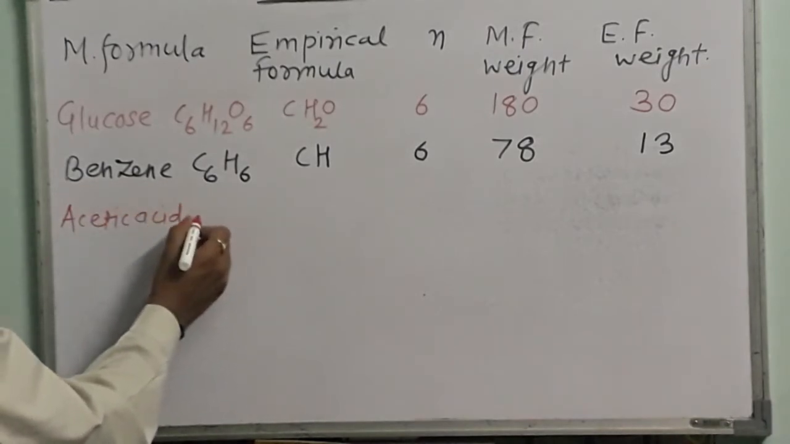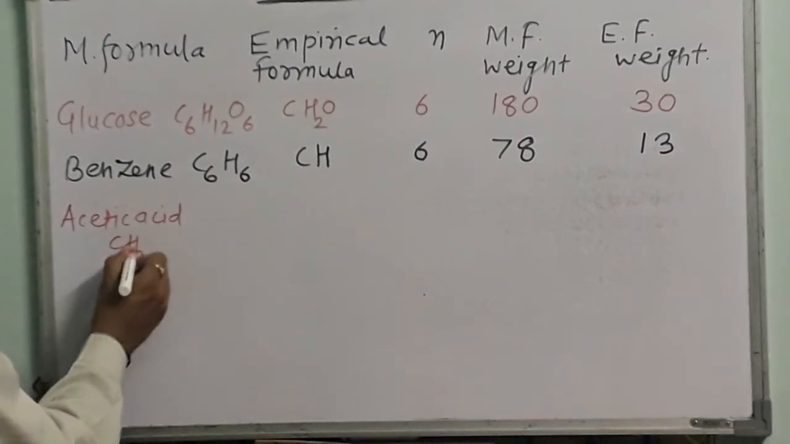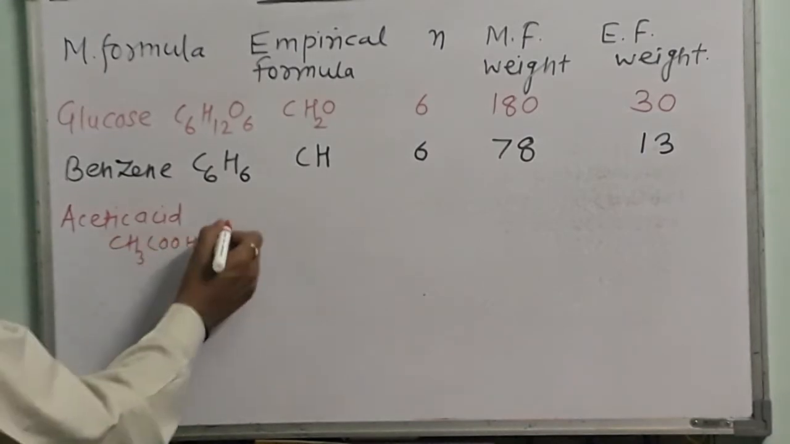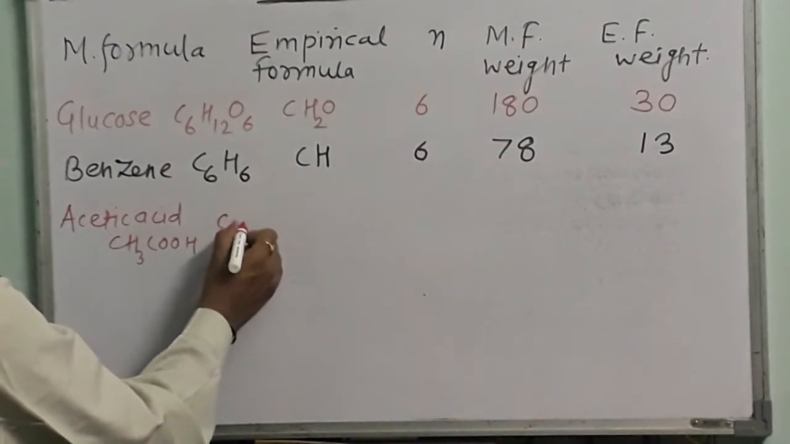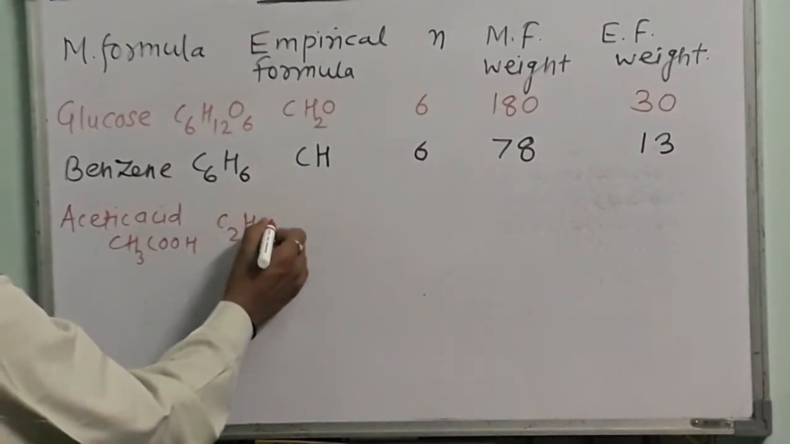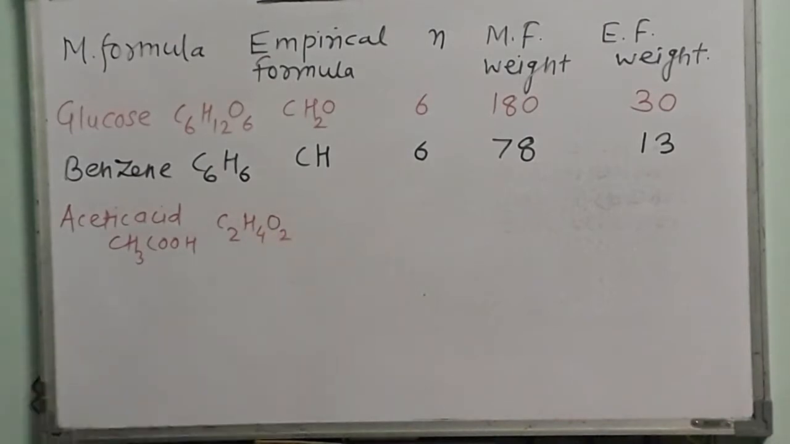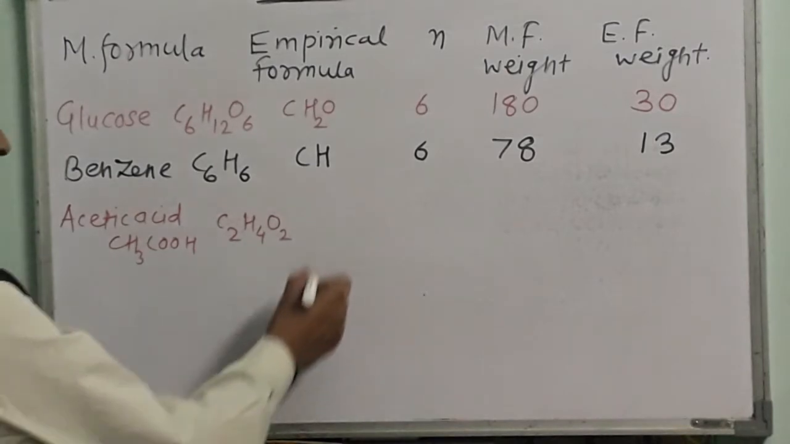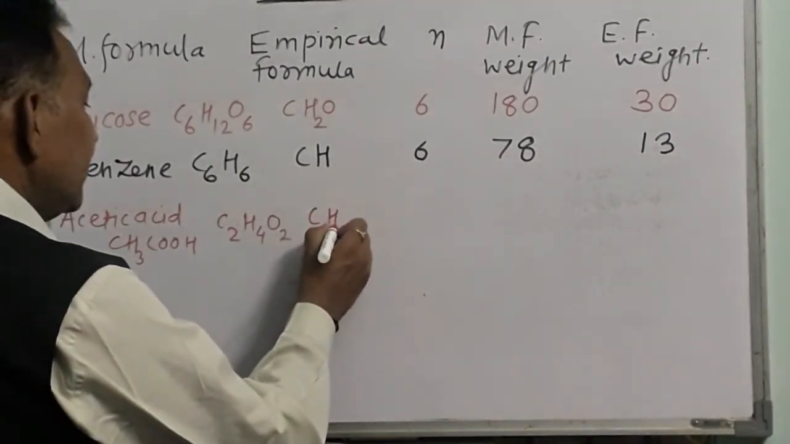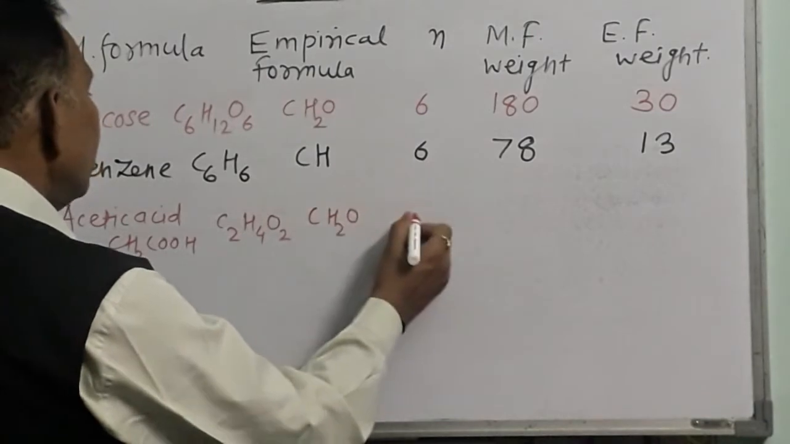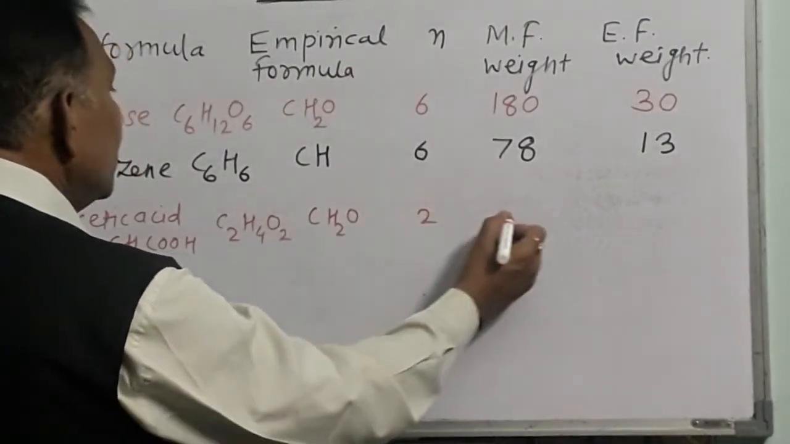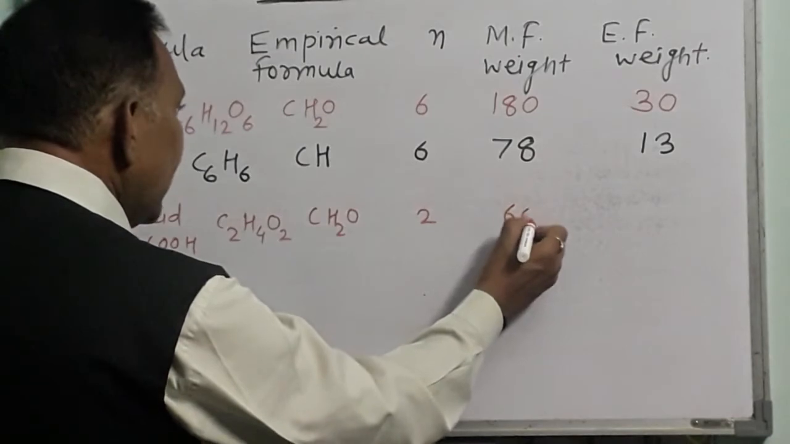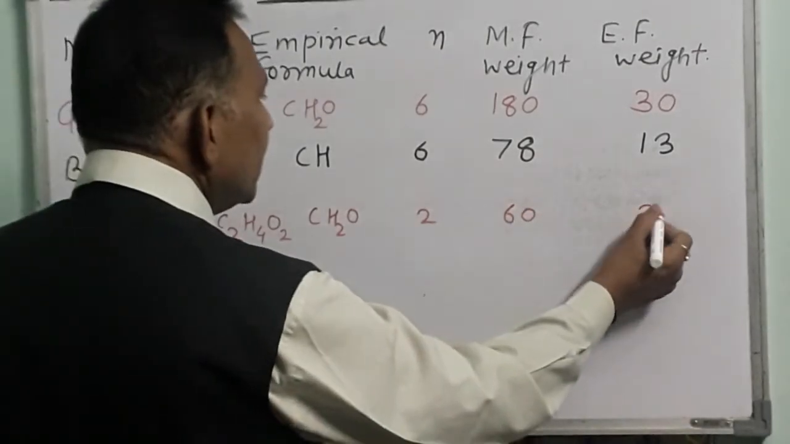One more I will write, that is acetic acid. The formula is CH3COOH. The molecular formula is C2H4O2. So acetic acid can be written in this format: 2 atoms of carbon, 4 atoms of hydrogen, and 2 atoms of oxygen. Now again the numbers are divisible by 2, and therefore if we divide them by 2, this formula will reduce to CH2O. The value of N will be 2 here. The molecular formula weight will be 60, and the empirical formula weight will be 30, like this.